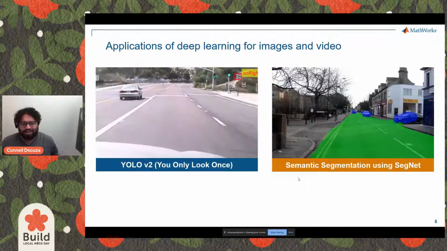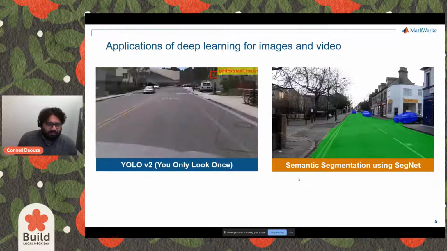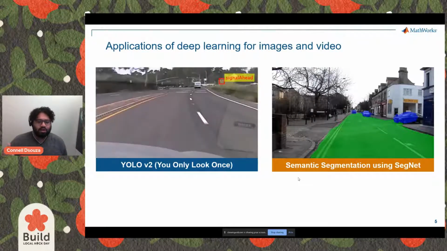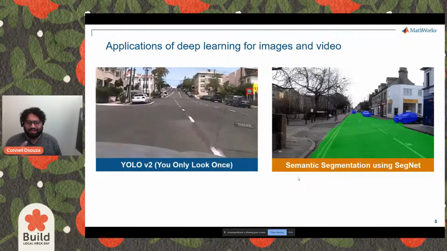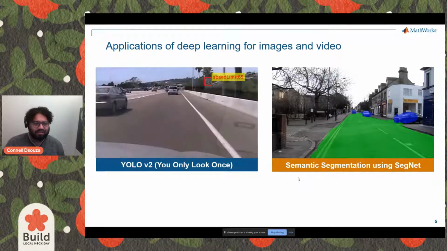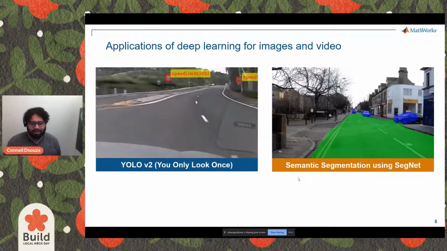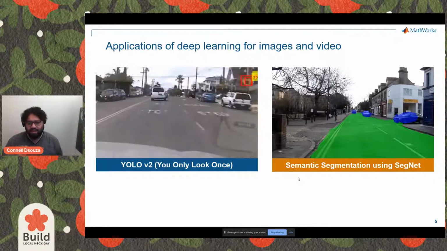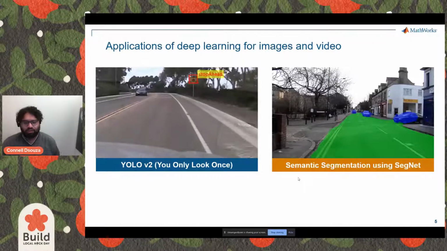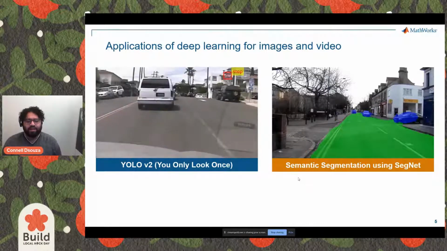So let's take a look at some applications of deep learning for images and videos. What you see on the left is essentially a camera mounted on a car, and you see it's able to identify street signs. With more training, you can get it to identify cars around you, people, trees, lane lines, markings in the road, and so on and so forth.